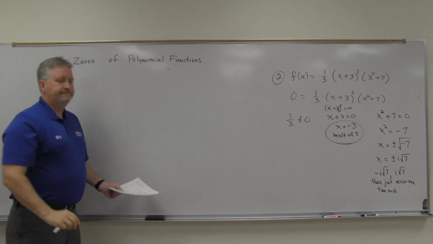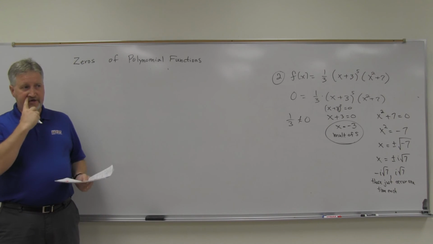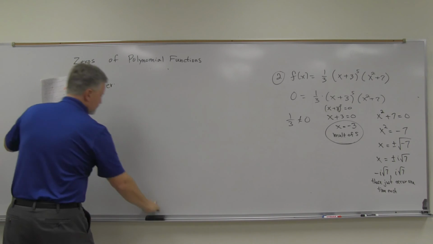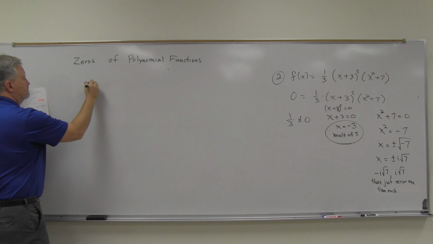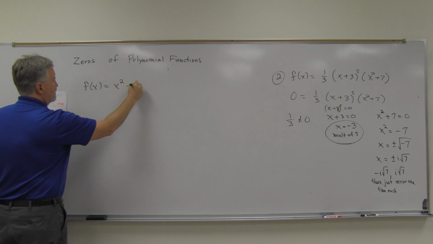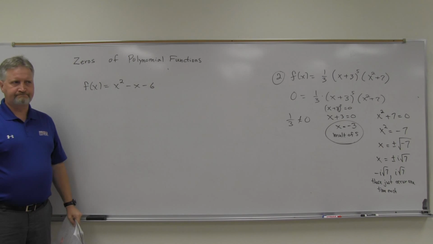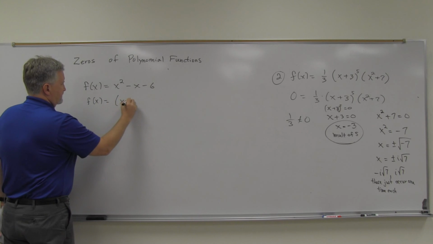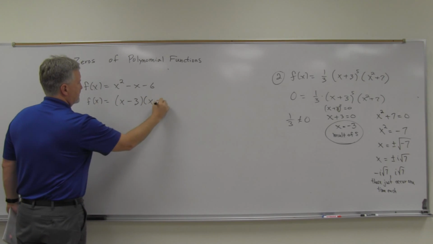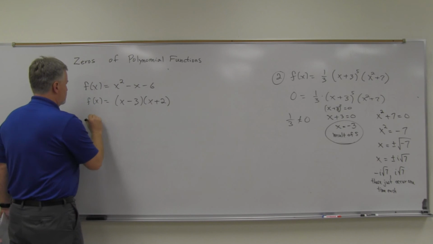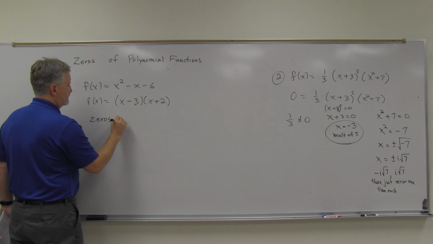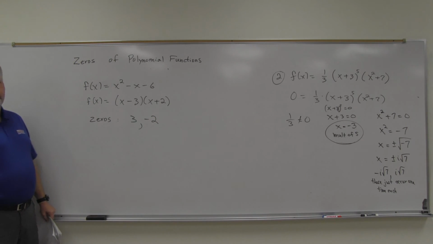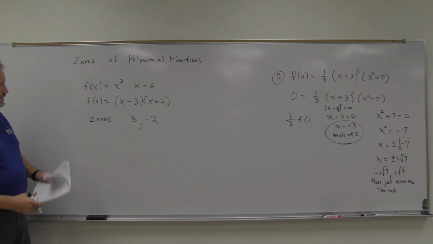Now there is a linkage here that I want us to note. Let's go back to the zeros. So f of x equals x squared minus x minus 6. First one we started with. It factored as x minus 3 times x plus 2. And then the zeros were positive 3 and negative 2. Right? With me there? That's the first one we did.